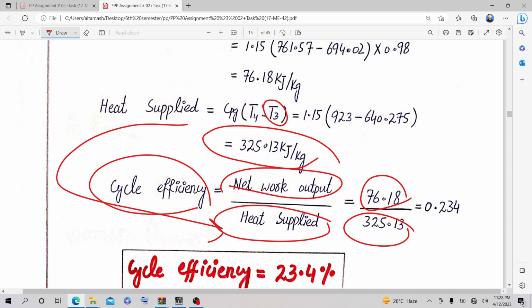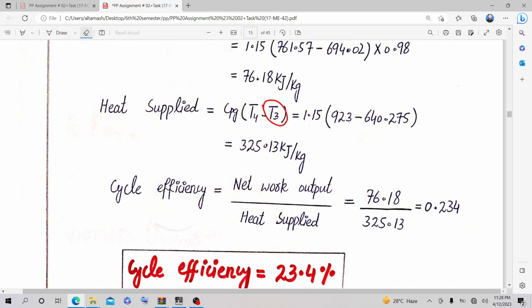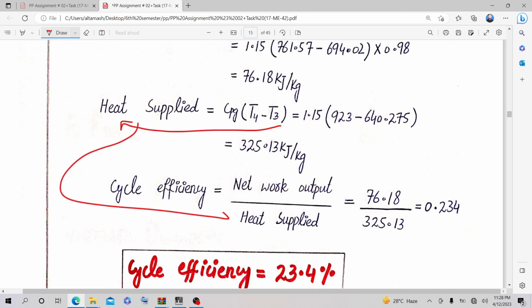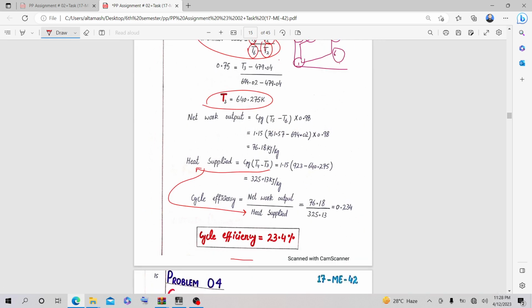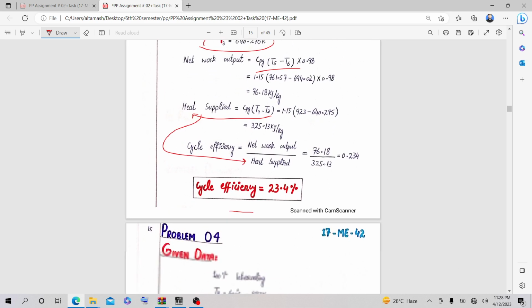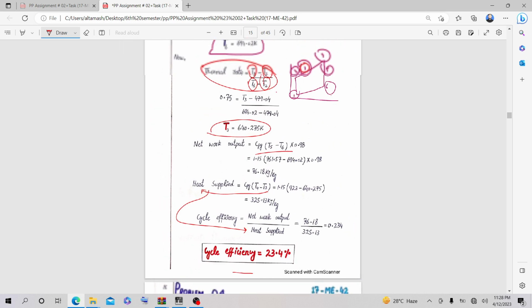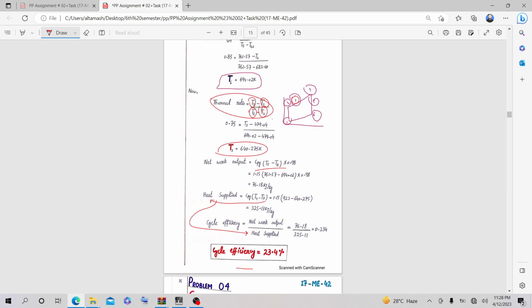So it is the basic demand of the question with the heat exchanger to know the temperature at point 3 to calculate this heat supplied, and then use this heat supplied to calculate the cycle efficiency. So this is the concept, and we know that net work output is T5 minus T6, that we already know. So one new thing is added in this question, that is actually the thermal ratio, and I have given you the concept of how to deal with it.